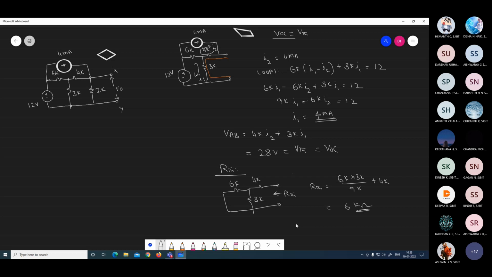And he asked one more. What is asked now? To find V0. V0 is what? Voltage across 2K. You have to read the questions very carefully. Voltage across 2K, right? To find the voltage across 2K, you have to find the current IL flowing through the load, and multiply by the load.